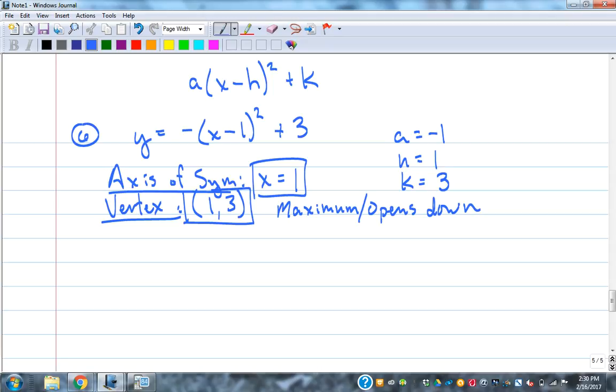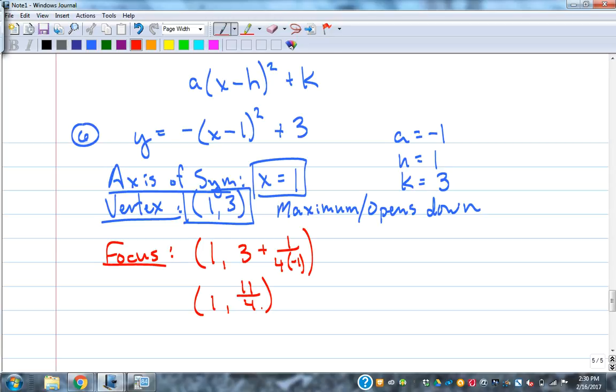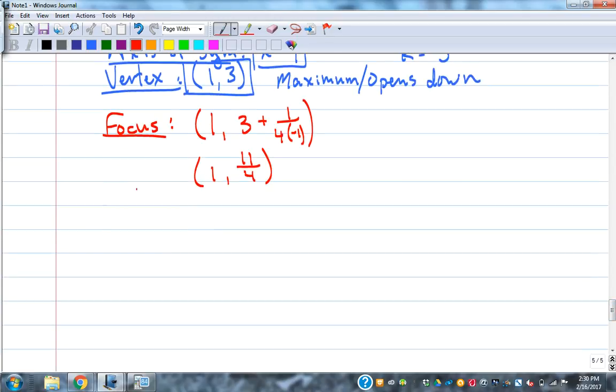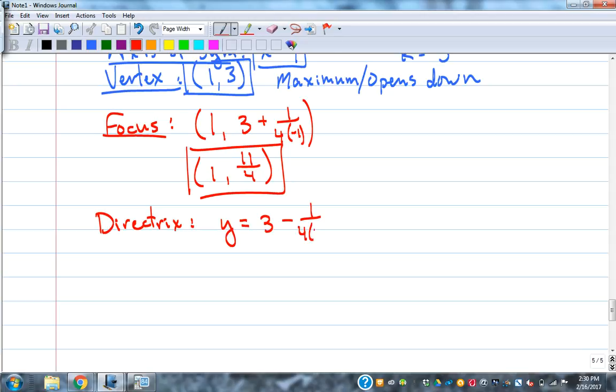Focus. How do we find the focus? All right, so we're going to add 1 over 4a to 3, and A is -1. So it's subtracting a fourth from 3, which is 2 3/4, which would be 11/4. So there's our focus. Next would be the directrix. They go together. Y equals K minus 1/4A. So here we have 13/4.